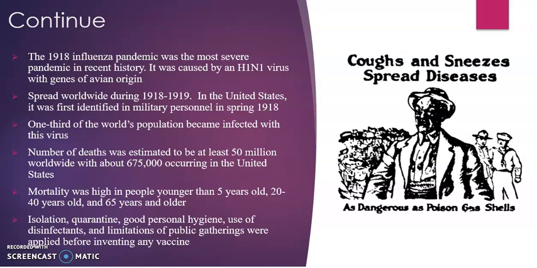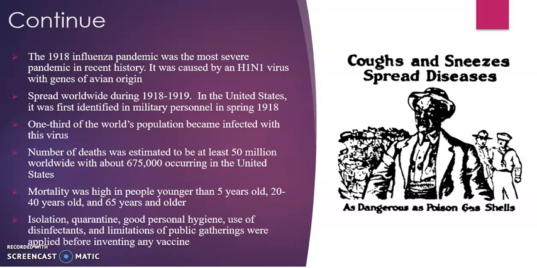The 1918 influenza pandemic was the most severe pandemic in recent history. It was caused by an H1N1 virus with genes of avian origin. It spread worldwide during 1918 to 1919. In the United States, it was first identified in military personnel in spring 1918. One-third of the world's population became infected with the virus.